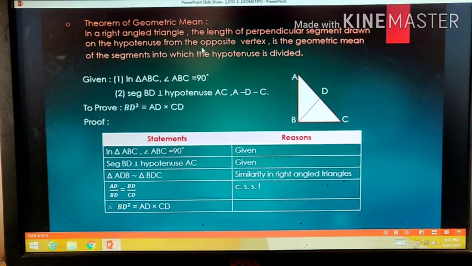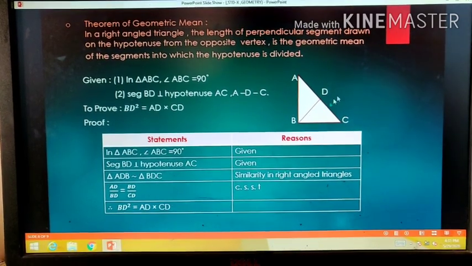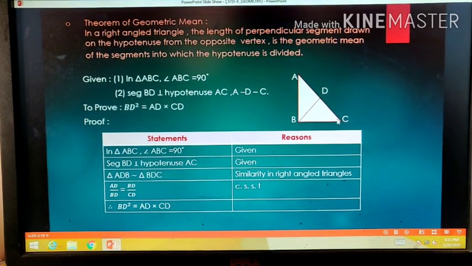See, in a right angle triangle, here triangle ABC, in which angle B is 90 degrees, therefore that is a right angle triangle. The length of the perpendicular segment drawn from the hypotenuse to the opposite vertex, that is segment BD, is drawn from hypotenuse AC to the vertex B. That segment BD is the geometric mean. Geometric mean of what? Of the segments in which the hypotenuse is divided. That is, BD square is equal to AD into DC.